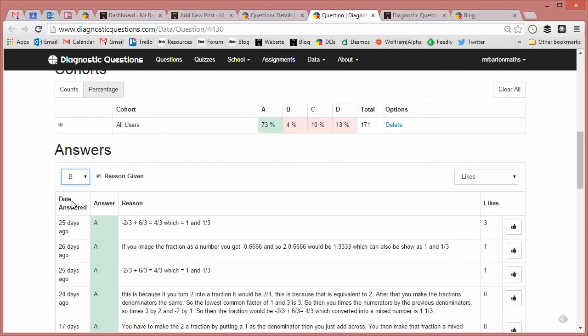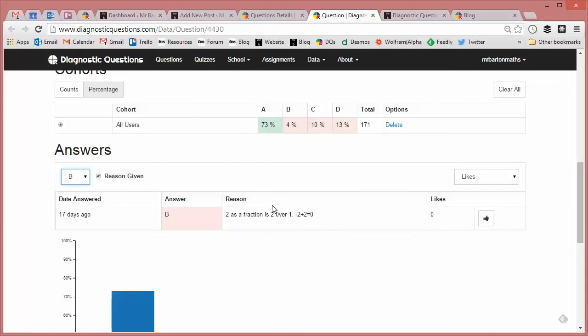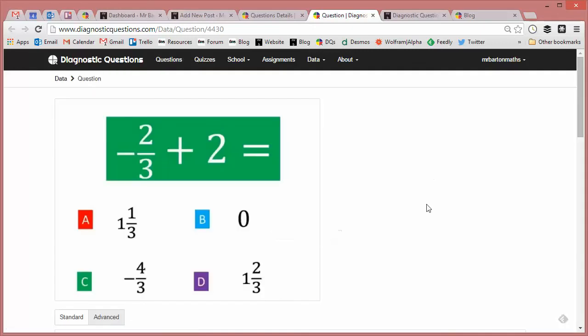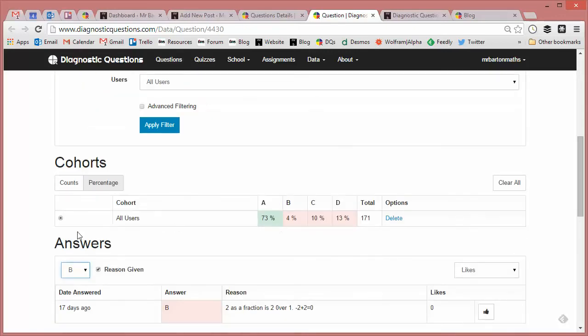Let's go for B. Now, not many people have gone for B, only 4%, and indeed just one explanation, but it's an interesting one. 2 as a fraction is 2 over 1, absolutely correct. Minus 2, add 2 equals 0. So specifically, they have a misconception when it comes to adding fractions, thinking that you can just add the tops and bottoms. So that is a specific misconception that needs resolving, and hopefully it will be resolved by them reading through the correct explanations for A.